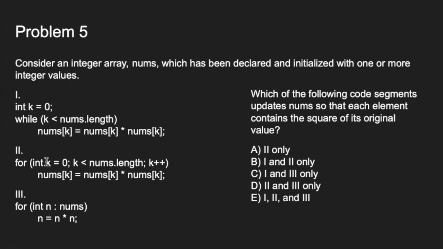2, we go from k equals 0 to k is less than nums.length. So this goes through every element of nums, and it changes each element to its square. So 2 works properly. And then 3, we're using a for each loop. Remember that for each loops can only be used to access an array and not edit it. So therefore 3 doesn't work. So the answer is A, 2 only.